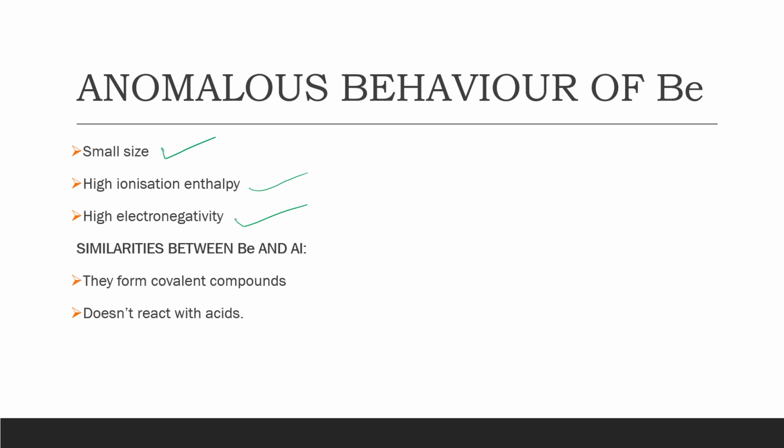Next is the similarities between beryllium and aluminium. They form covalent compounds and they do not react with acids. So the similarities between beryllium and aluminium are that they form covalent bonds. That means they share their electrons. They don't give away their electrons. They share and bond with different elements. And they don't react with acids. There won't be any reaction even though you react with them.